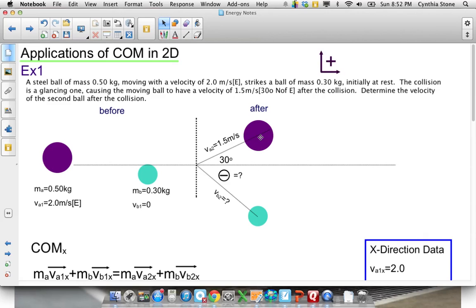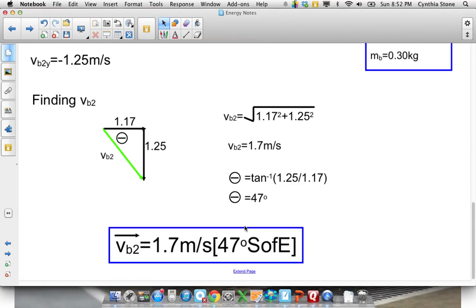Bigger angle, which makes sense as well, because its y component has to equal this y component, right? So since this is so much bigger in momentum, its y component has to be a bigger angle, right, to offset that, so they balance each other out. So anyways, that's the answer, that's the solution.